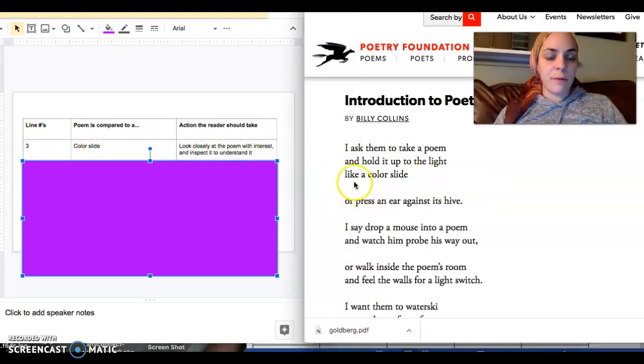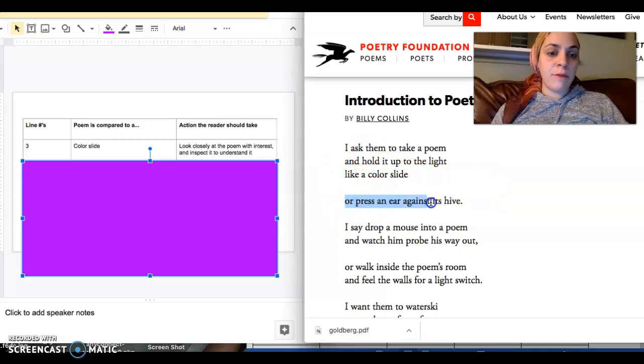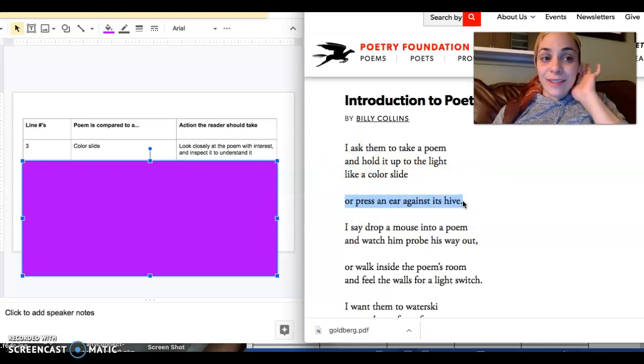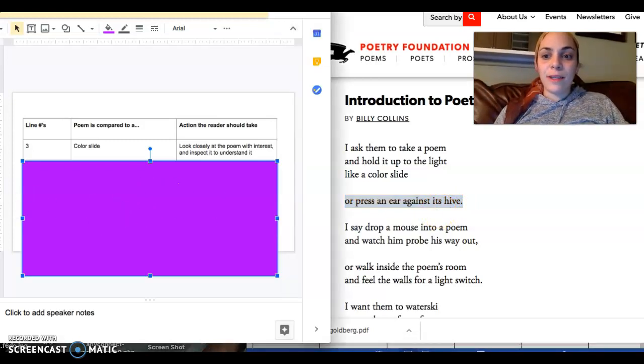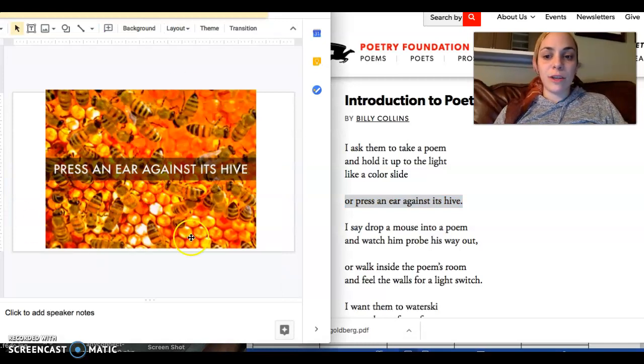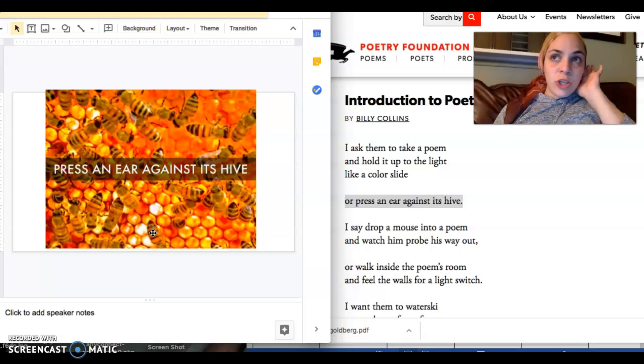Let's go back to the poem. We're on line 4. Or press an ear against its hive. Again, the imagery here is using which sense? When you press an ear, you're listening. Again, press an ear against its hive. Here's the picture. See the beehive? Bees make a lot of noise, right? Bzzz. So when you press an ear against the hive, you're listening to the poem.